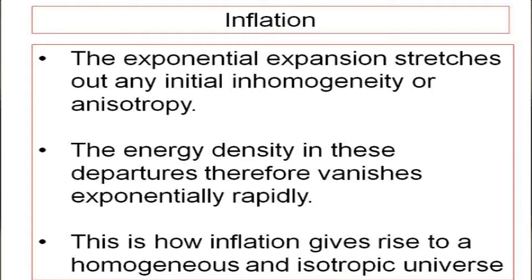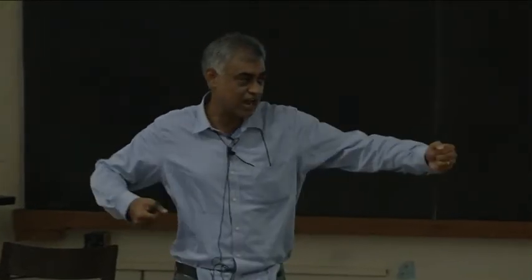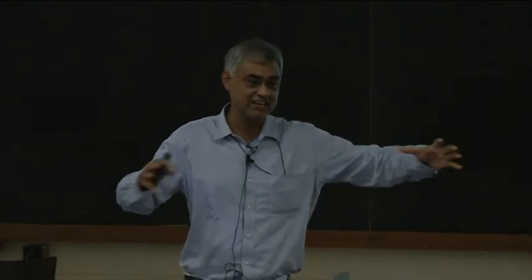Now come back to the question of isotropy and homogeneity. How does this help with the isotropy and homogeneity? It turns out if the universe went through such a dramatic, exponentially growing phase, what it does is smooth out any initial wrinkles in space-time.